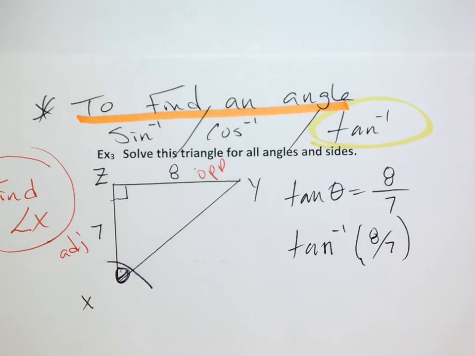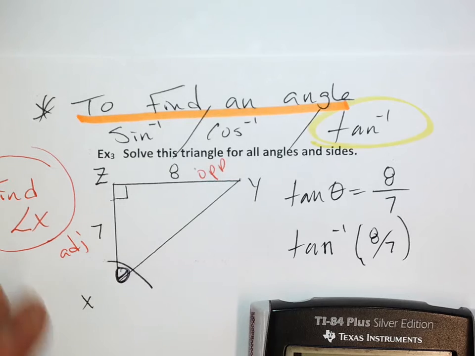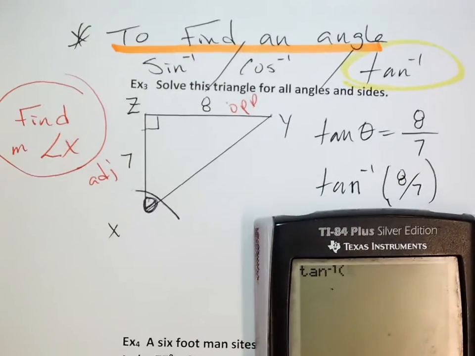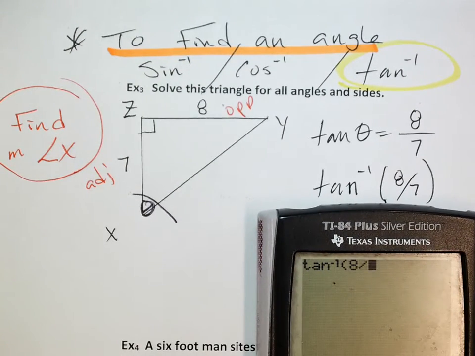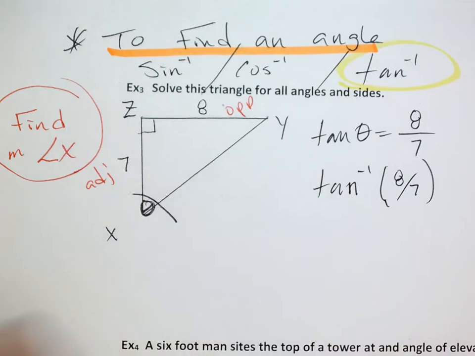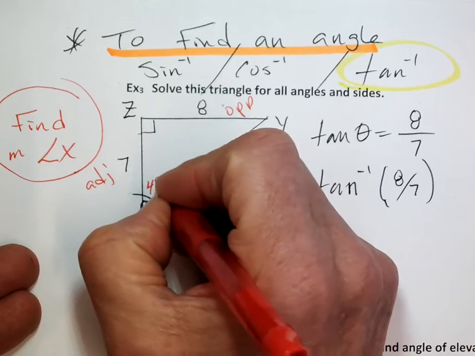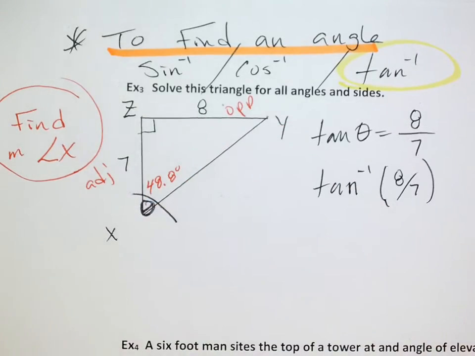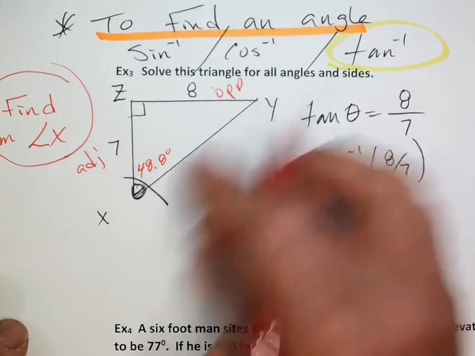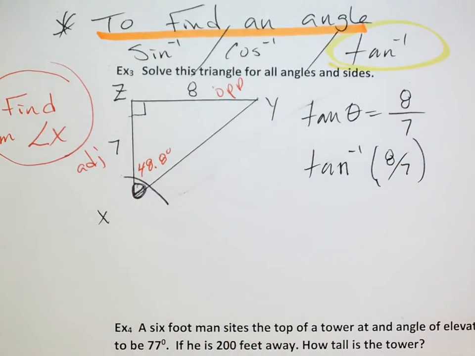Hopefully I'm in the right mode because I need an angle. So I'm going to go tangent inverse, second tan, of 8 divided by 7. I get an answer, 48.8, which makes sense, doesn't it? So I get 48.8 degrees. If you want angle y, that's easy, just subtract from 90. And if you want this side, you can use Pythagoras' theorem.